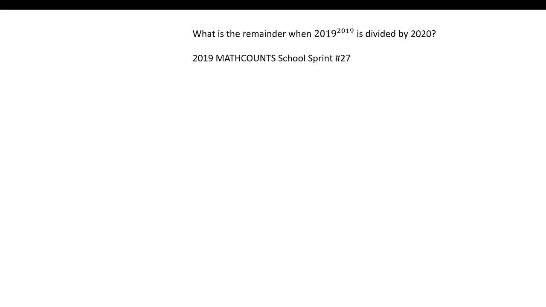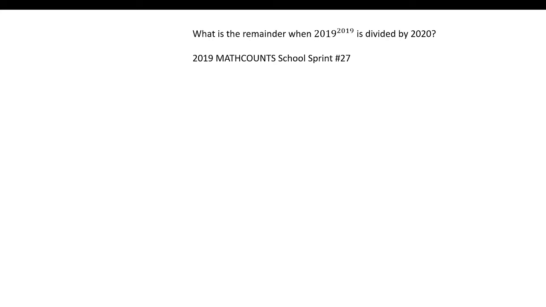Alright, so what is the remainder when 2019 to the 2019 is divided by 2020? They do this every year. They have problems centered around the year. This is the 2019 school sprint.